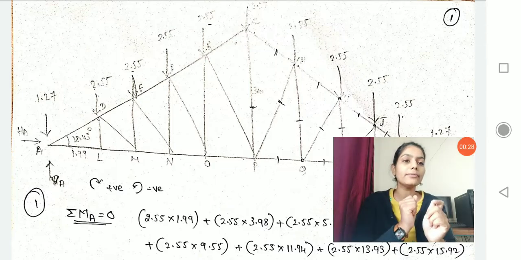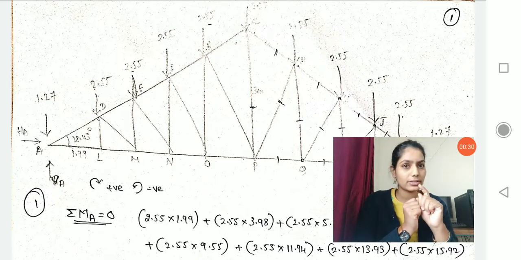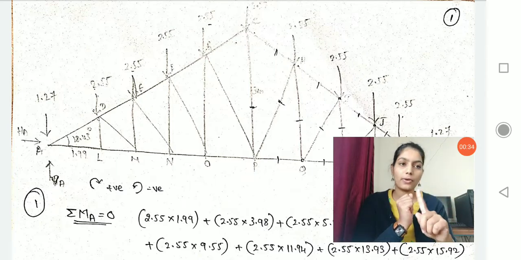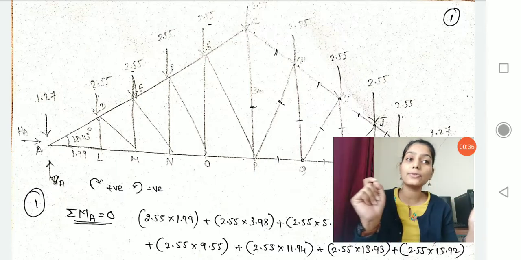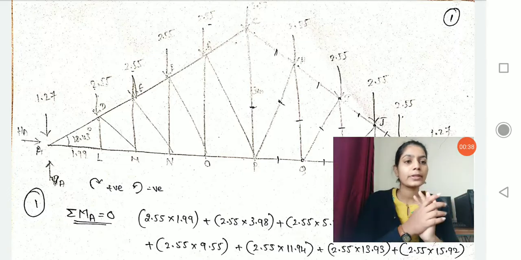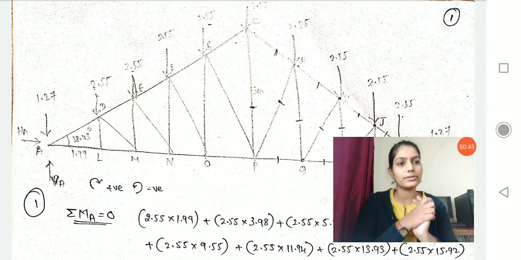We have joined them with pin joints and they carry axial forces, which may be a compressive force or a tensile force. They carry the forces along their axis. Now how to calculate or analyze those forces, that we are trying to understand in today's session.